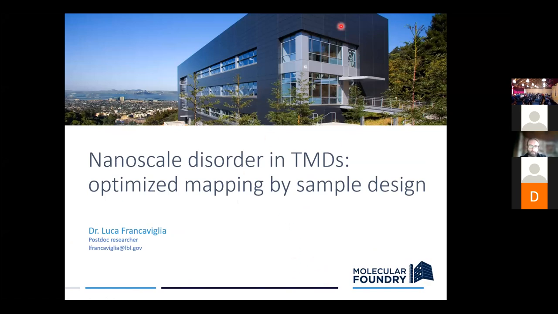I'm a postdoc at the Molecular Foundry at Lawrence Berkeley National Lab, California. You see here an image of our building. In my talk today, I'd like to tell you about our study, and in particular how we focused on trying to optimize the mapping of TMD transition metal dichalcogenide monolayers when they are encapsulated in HBN.